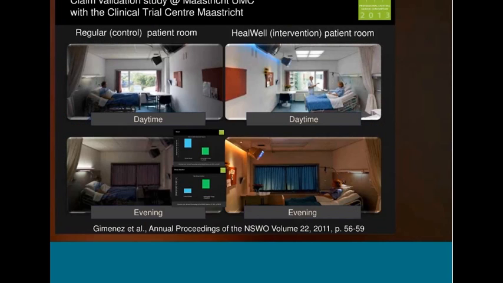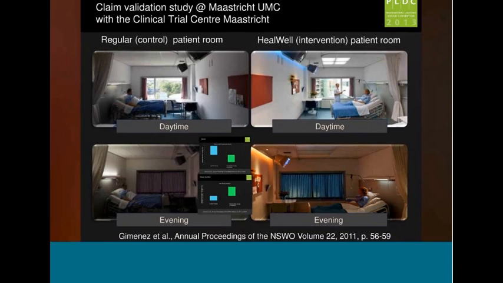And I'm going to share with you a study which was undertaken in Maastricht. This is a study from a few years back. There is now just about to be published a new study linked to this. This was a preliminary study at the Medical Center in Maastricht.